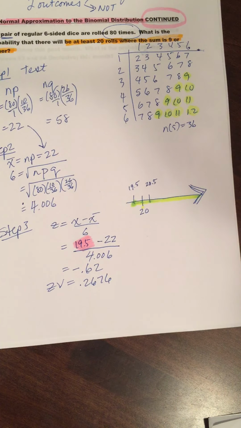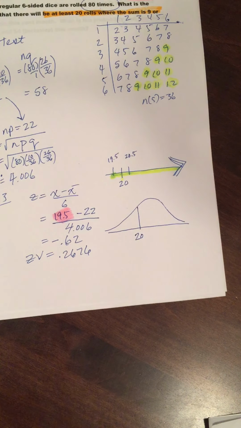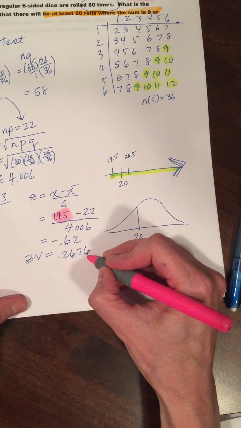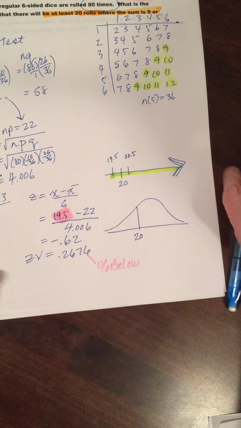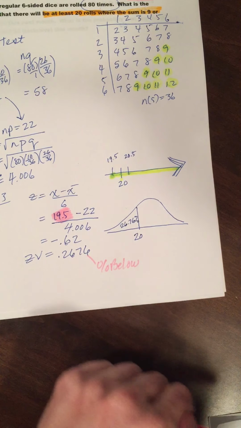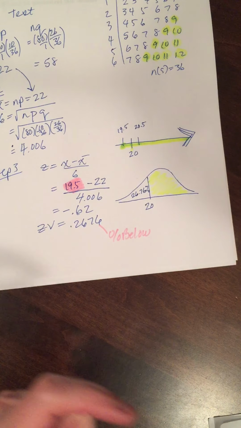Okay. So before you jump too quickly into your therefore statement, what you have to ask yourself is, which portion of the diagram is this question asking you to highlight? Because we know that this always represents the percentage below. So that 26.76%, that's the percentage below 20. But our particular question is asking for at least. So what we're looking for is this percentage right here, highlighted in the bright yellow.